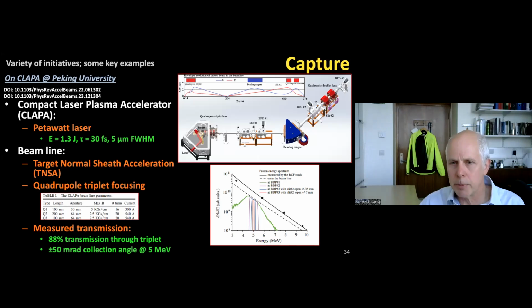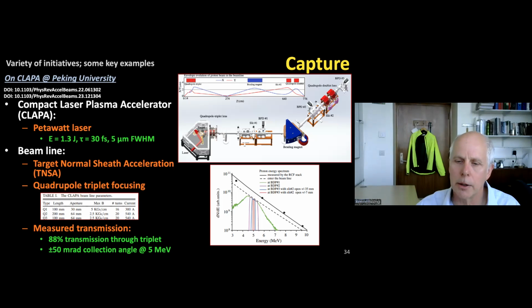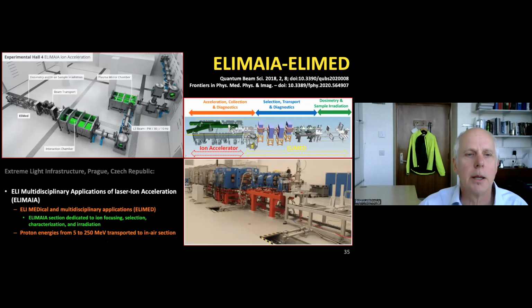And then you can see their instrumentation system, a bending magnet, and then a beam preparation system that takes them to their target. In the bottom, you can see the flux as a function of energy. So they're capturing about around 5 MeV, and they are beginning to do experimentation at that.